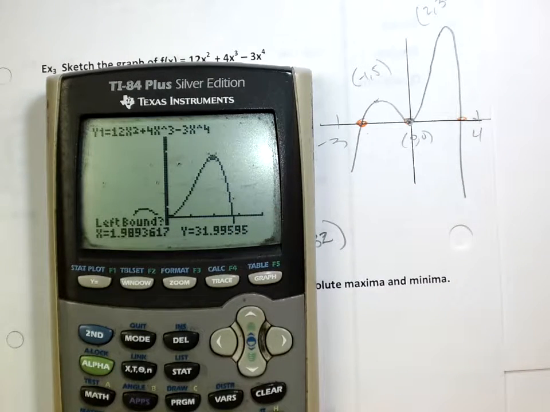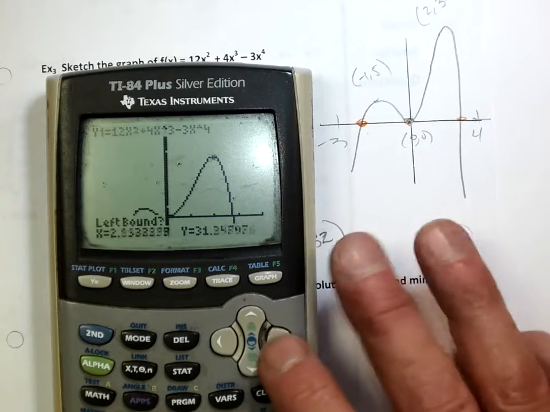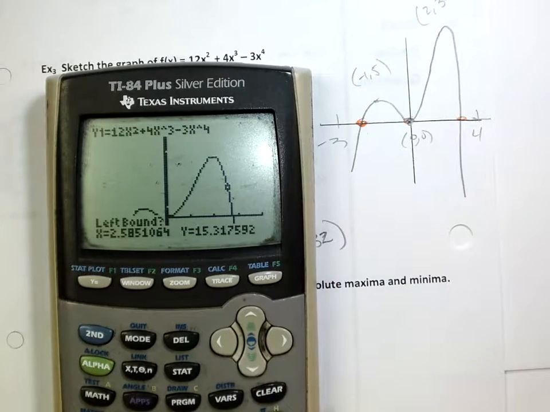So let's see if I can find this zero. It says left bound. Listen carefully. The left side, this point right here, is really above it. Does that make sense? So I have to just go left-hand side. So I'm going to bring the cursor over here. That's to the left-hand side of it. Yes, it's above it, but it's left of it.